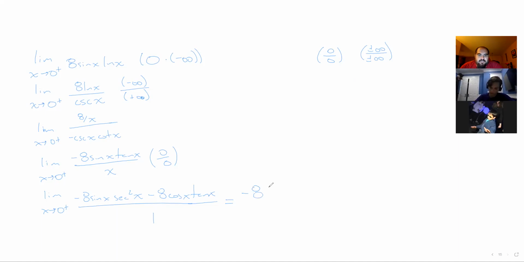So I have negative 8 times the sine of 0 times the secant squared of 0. Really hope that's defined, and I think it's 1. Yeah. Minus 8 times the cosine of 0, which is 1, times the tangent of 0, which is 0. That's all just 0. Okay. Makes sense. Cool. All right.